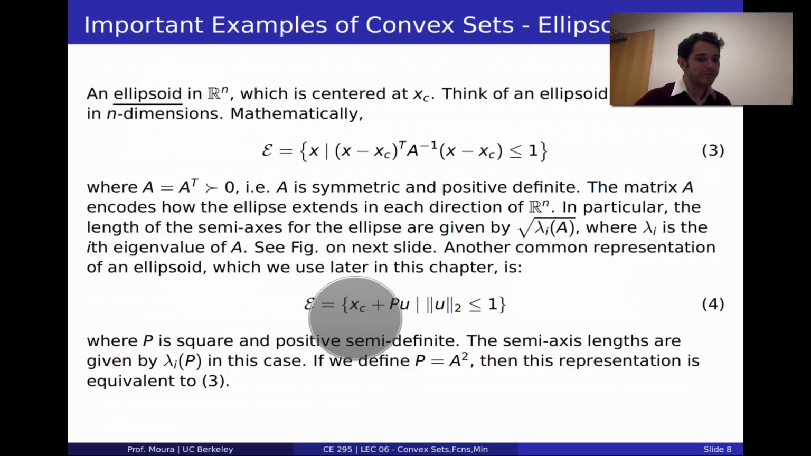So here's how I want you to imagine it. We have a center for our ellipsoid given by xc, and then u is a unit ball, like a unit size Euclidean ball. It's kind of our building block for our ellipsoid. The role of P is it blows up our Euclidean ball, stretching it more in some directions and less in others, into an ellipsoid. So xc is the center, u is this unit-sized ball, and P is a square positive semi-definite matrix, which is going to blow up the ball into an ellipsoid.